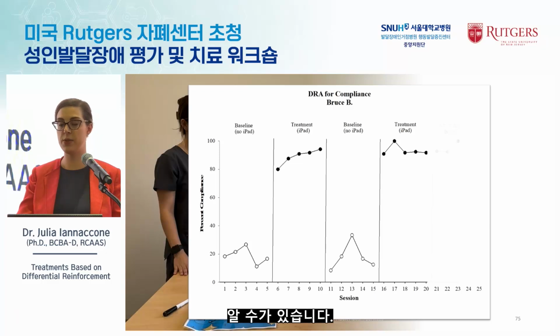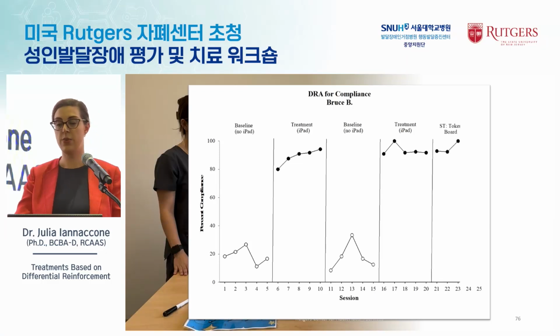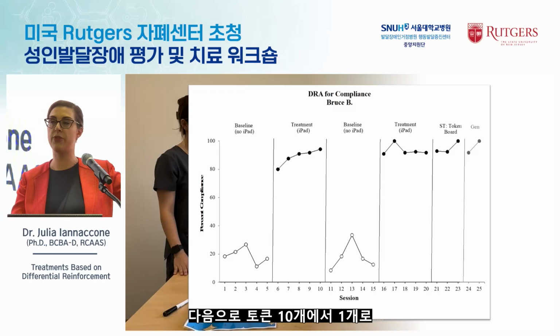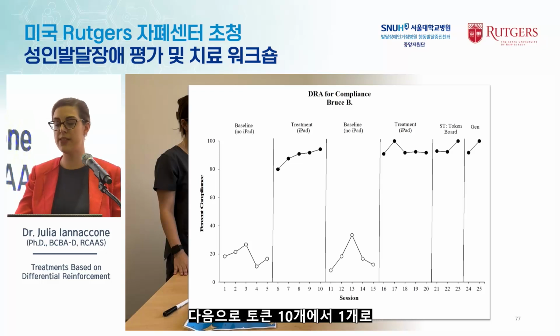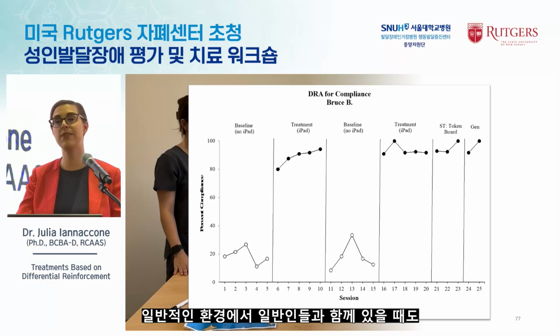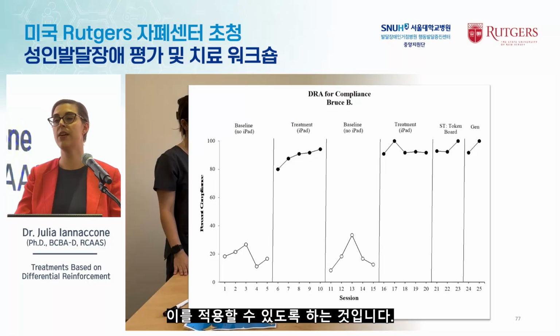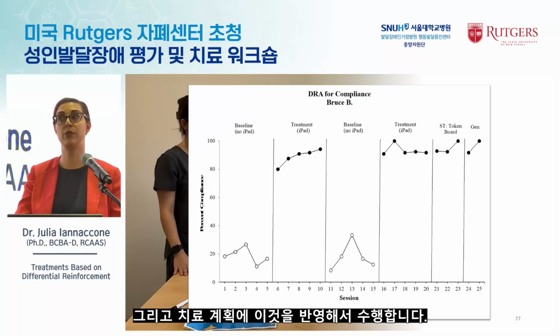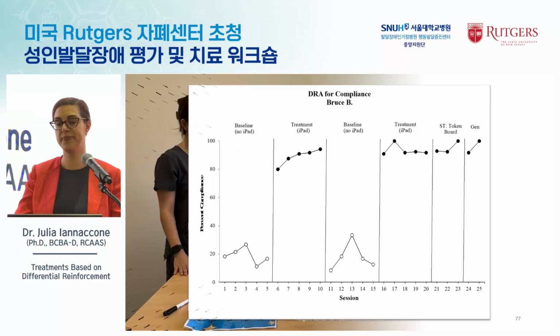We go back to treatment. iPad is working. We thin the schedule, so maybe this is where we get from 1 token to 10 tokens. We generalize, we make sure that it works. Same as we did with functional communication, we make sure it works in other environments, specifically the regular environment with regular caregivers, and then we can go ahead and put it into our treatment plan that you guys have.